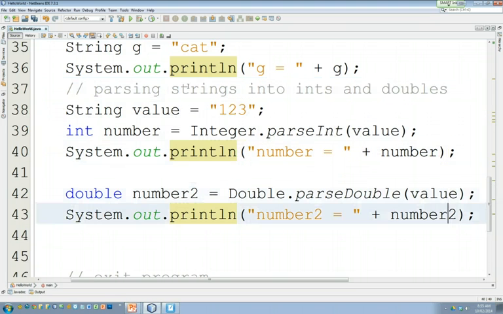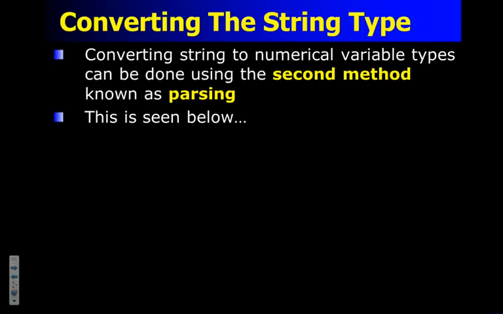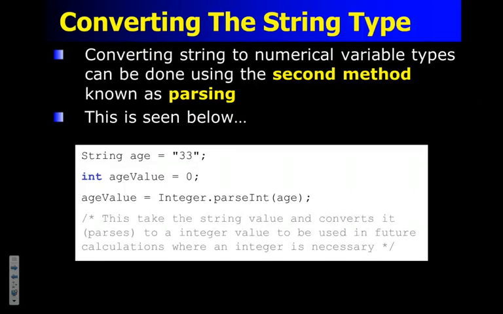So that's called parsing. Okay, so let me check our checklist here. Commenting in Java, yes. Strings in Java, yes. And converting strings into numbers, yes. But the strings in Java, like I said before, is actually just the start of some complicated code that you can get into as you start exploring what strings can do. So I have another example in the notes of how to convert using parsing. It's in the notes if you need it, okay?